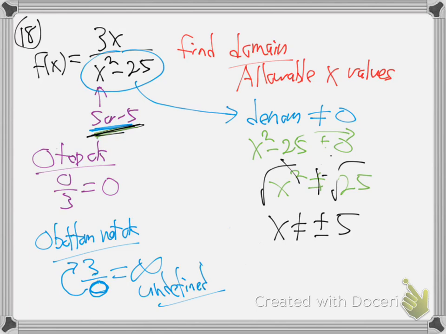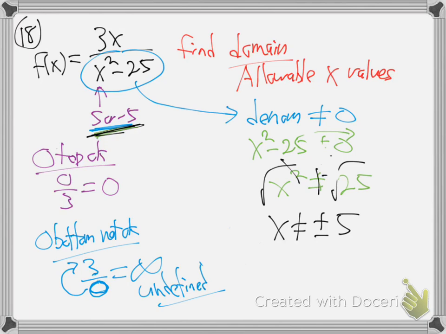So our answer to this question is you can plug any number you want into that function, but you can't put in 5, and you can't put in negative 5. I wish they would just let us say it like that. They will later, in about 4 or 5 problems down the line, or maybe 10 problems down the line, they'll let you say that. But not in this one. This one, they want an interval notation answer.